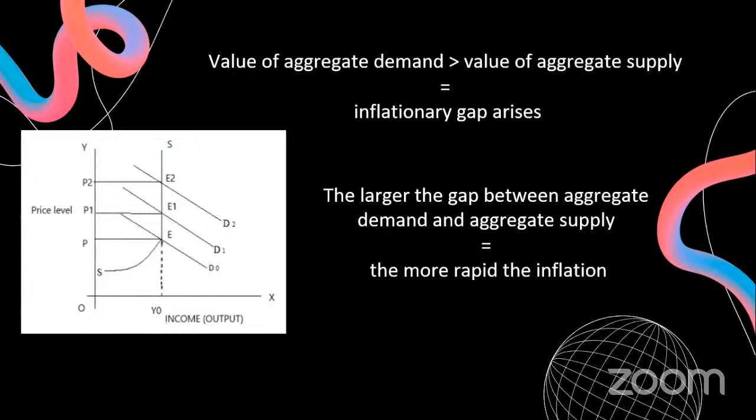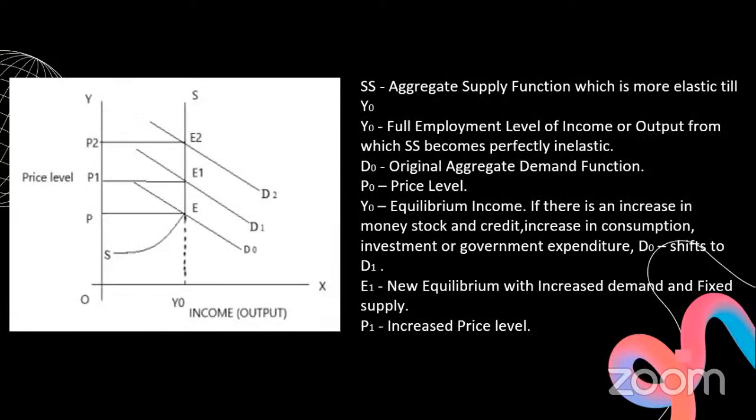In the Keynesian view, so long as there is unemployment, all the changes are in income and output, and once there is full employment, all is in prices. SS is the aggregate supply function, which is more elastic till Y0. Y0 is the full employment level of income or output, at which the SS becomes perfectly inelastic. D0 is the original aggregate demand function. E0 is the price level, and Y0 is the equilibrium income.